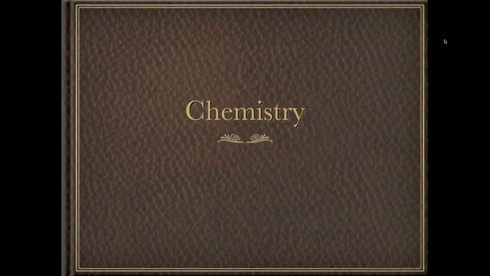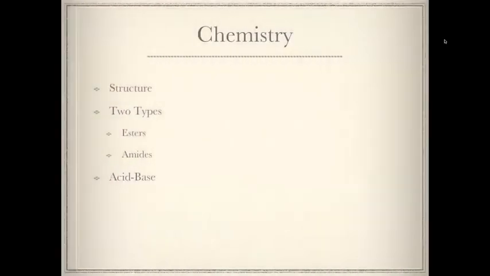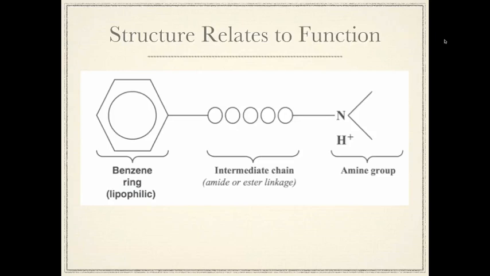Okay, so the chemistry of the local anesthetics. First, we need to talk about the structure, and then the two main types of locals, the esters and the amides, and then lastly get into some acid-base. So overall, the structure relates to the function of the local anesthetic. Over here you can see a benzene ring. This gives a local anesthetic its lipophilic nature. This is what helps it dissolve through the lipid bilayer of the nerve and actually get into the cytoplasm.